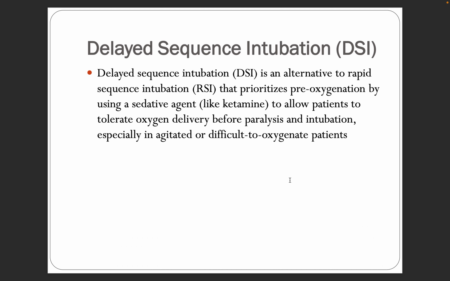Now we will talk about something like delayed sequence intubation. So we had a detailed discussion on RSI, we also had a couple of slides on modified RSI, and of course now here we are talking about DSI, or delayed sequence intubation, which is an alternative to RSI that prioritizes pre-oxygenation by using a sedative agent, most commonly ketamine, to allow patients to tolerate oxygen delivery before paralysis and intubation, especially in an agitated or difficult to oxygenate patient.